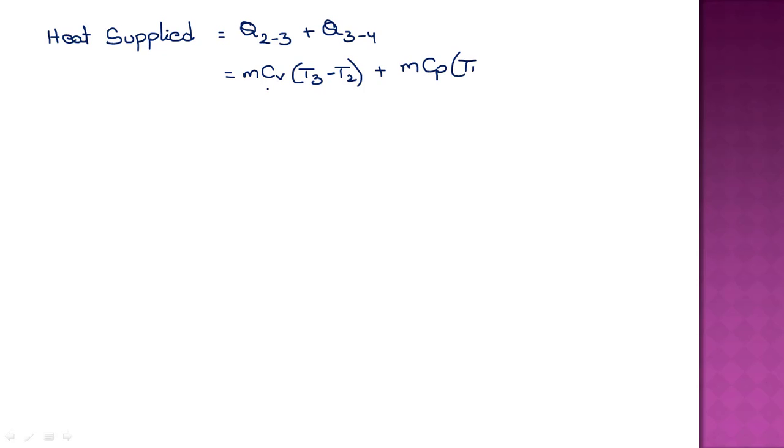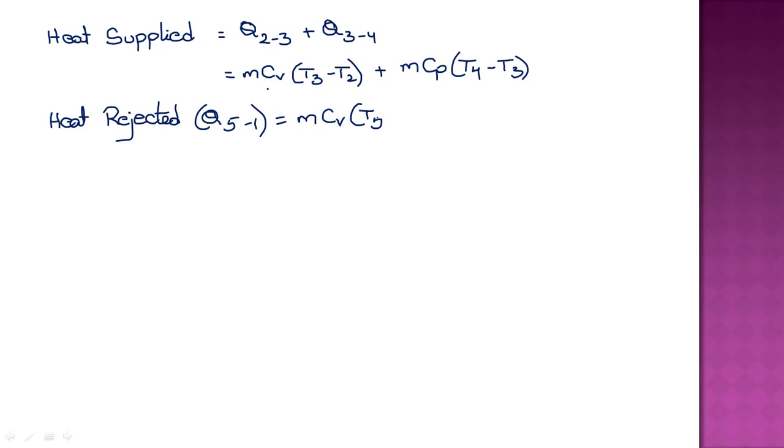Now heat rejected is during process 5 to 1, and as 5 to 1 is constant volume process, we can write m C_V (T5 minus T1) as the heat rejected. Then work done is heat supplied minus heat rejected.